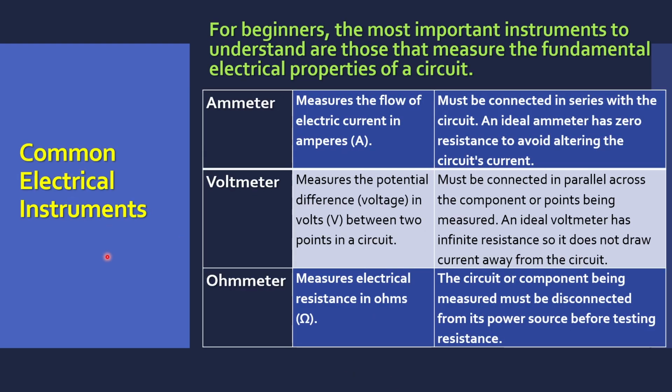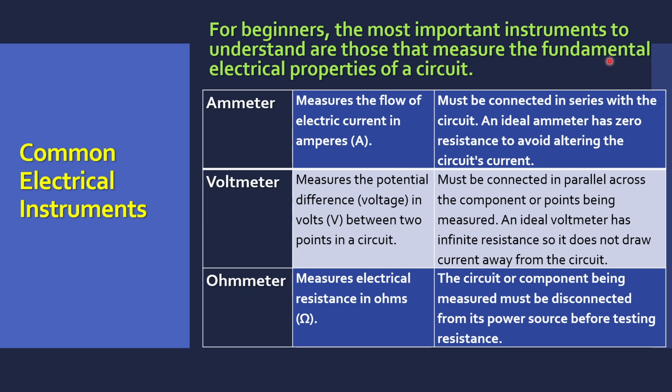Now, common electrical instruments. For beginners, this is most important to understand the basic type of the instruments. So, the first is ammeter, which measures the flow of electric current in amperes and must be connected in series with the circuit. This is very important. This should never be connected in parallel, otherwise this will damage the instrument. An ideal ammeter has zero resistance to avoid altering the circuit's current.